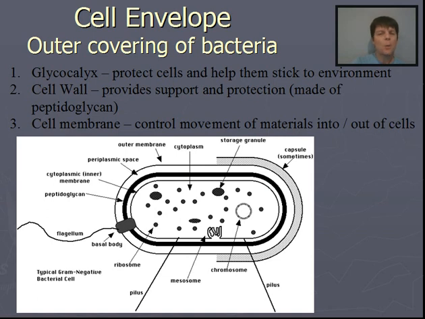The cell envelope is the outer covering of the bacteria cells. They have a glycocalyx, which protects the cell and can help them stick to the environment where they live. The cell wall provides support and protection. That's right here in black. In bacteria, the cell wall is made of a chemical called peptidoglycan. Finally, let's talk about the cell membrane. We see that in here. The cell membrane is the part of the cell which is going to control the things that are going in or out of the cell.